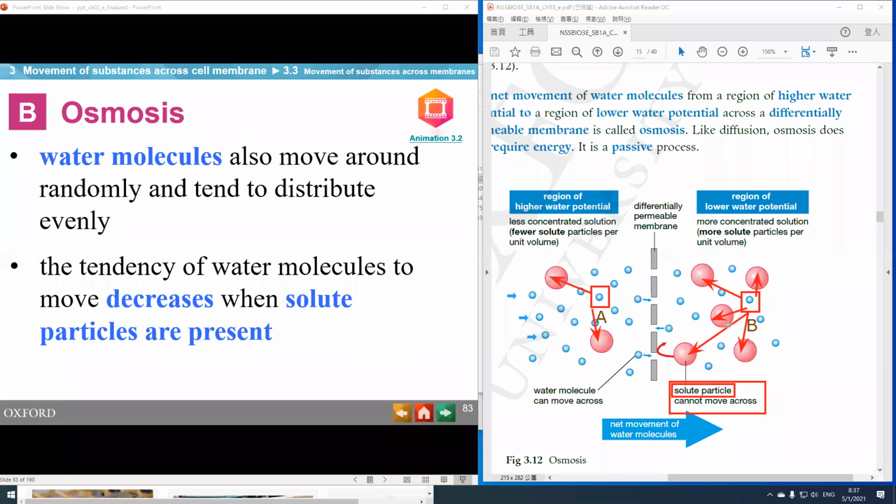Therefore, do you just make a guess? Do you think water A or water B wants to stay in its position? When we go back to here, when solute particles are present, water molecules don't like to move. B wants to stay with 5 particles.